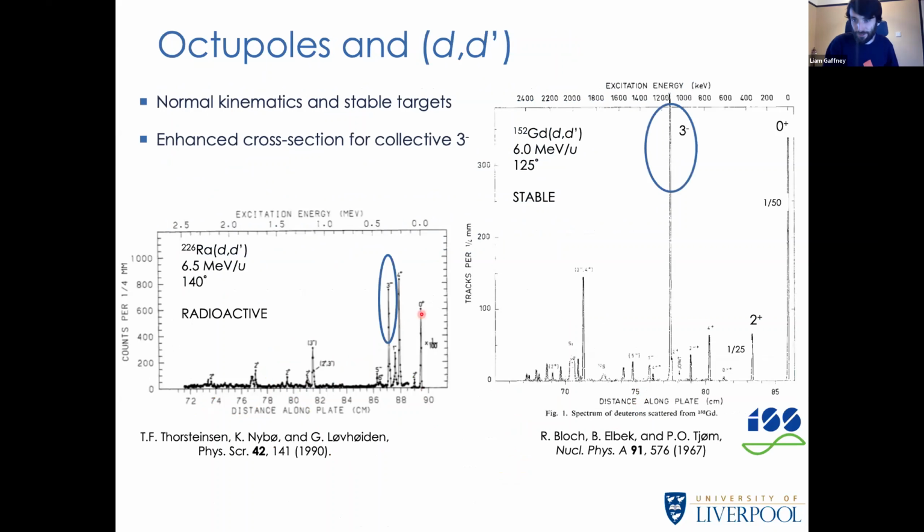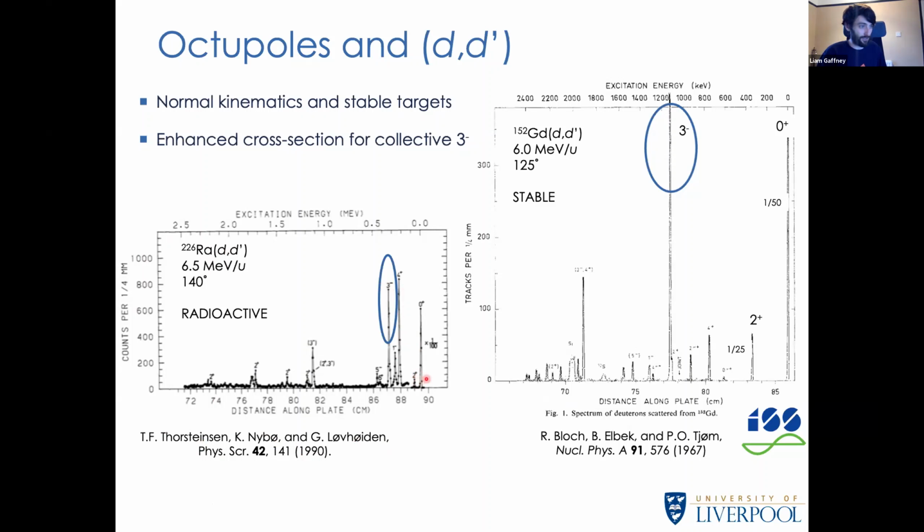Okay, so this was mentioned. Peter mentioned it in the comment about the 226 radium (d,d') here that you can see from the Danish group, which was done with a radioactive target. So this was a 226 radium target, which has a 1,600 year half-life. Here you could do this in basically exactly the same way that Magda presented with the magnetic spectrometer. You can do elastic scattering using deuterons, and you can very nicely see the 3- state.